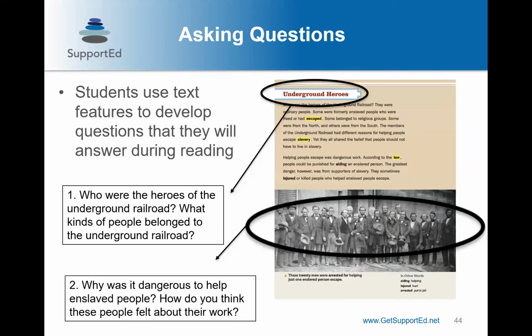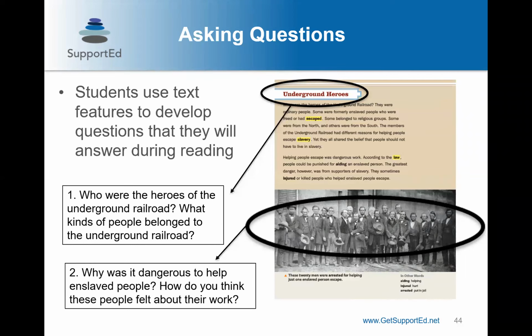Again, they could utilize the image to develop a question as well. Why was it dangerous to help enslaved people? And you could even ask qualitative questions like, how do you think these people felt about their work? This strategy could be modeled first, and as their language skills improve, ELs would develop an awareness of their own cognitive process and then start to be able to do it on their own or independently.